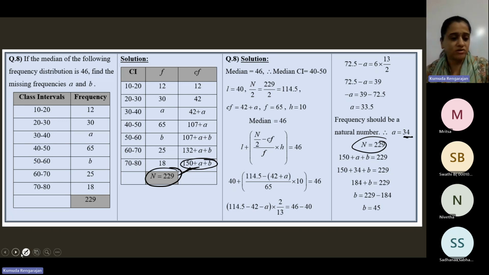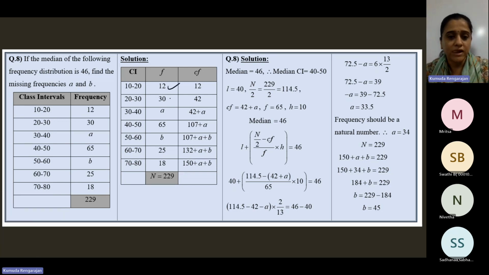Or you can try to add all this. You will get the same thing. 150 plus A plus B is equal to 229. Now A value we got. Put that and find the value of B. So easy it is. Yes or no?